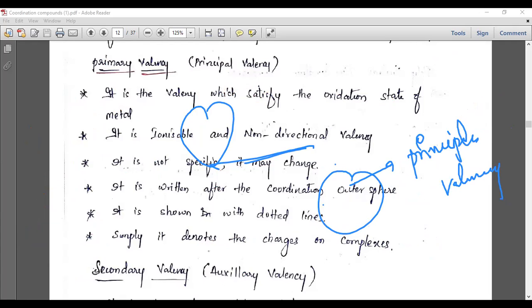Next, let us understand the secondary valency. So what actually is the secondary valency?